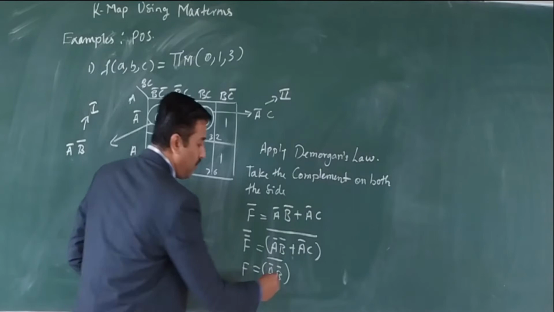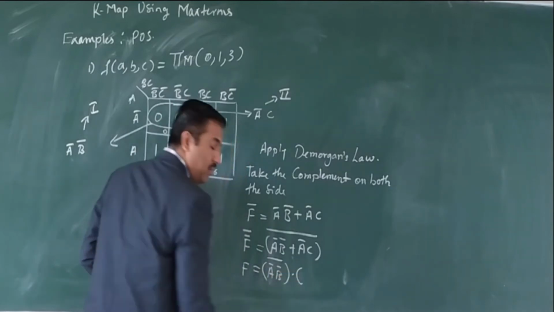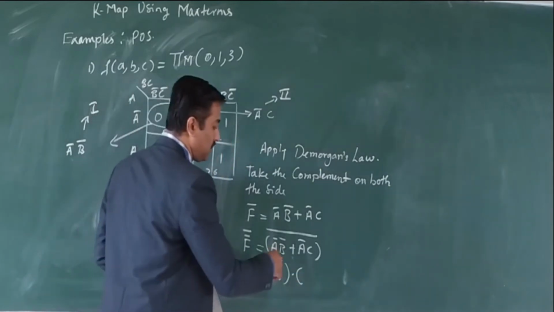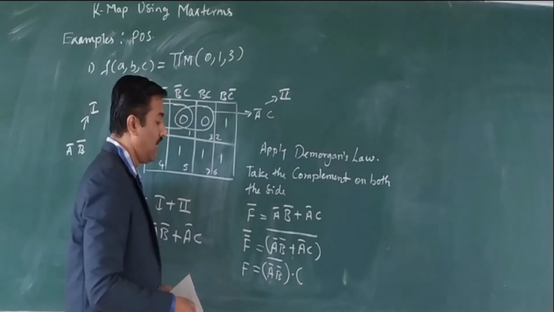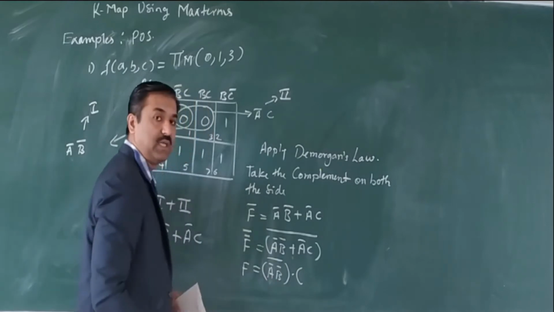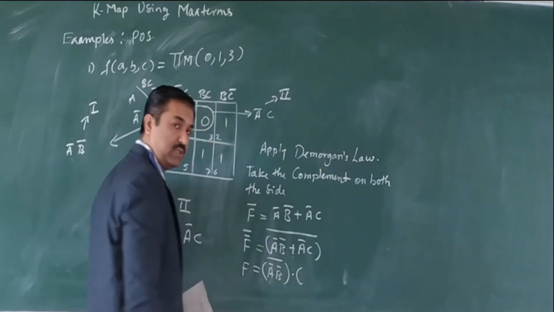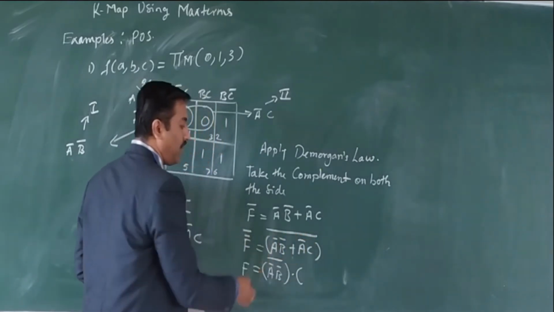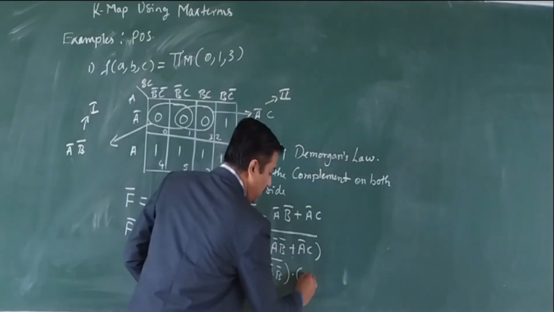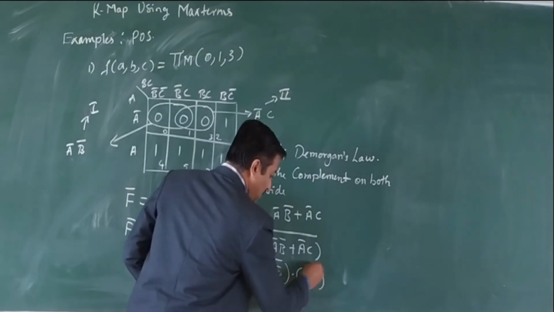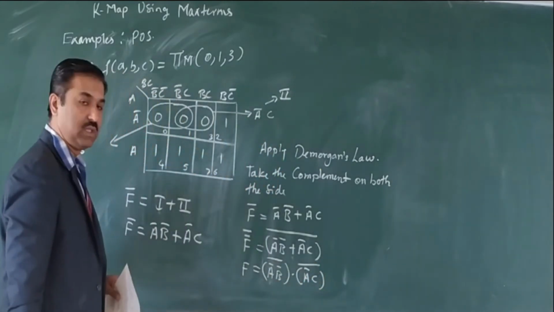The plus symbol will be converted into a multiplication symbol, that is the AND gets converted into OR and the OR gets converted into AND. So the plus represents OR and the dot represents AND. So here after removing the bar, what will happen? The plus symbol will be converted into a dot symbol. So here A bar, C whole bar. Okay, so this is the first step.